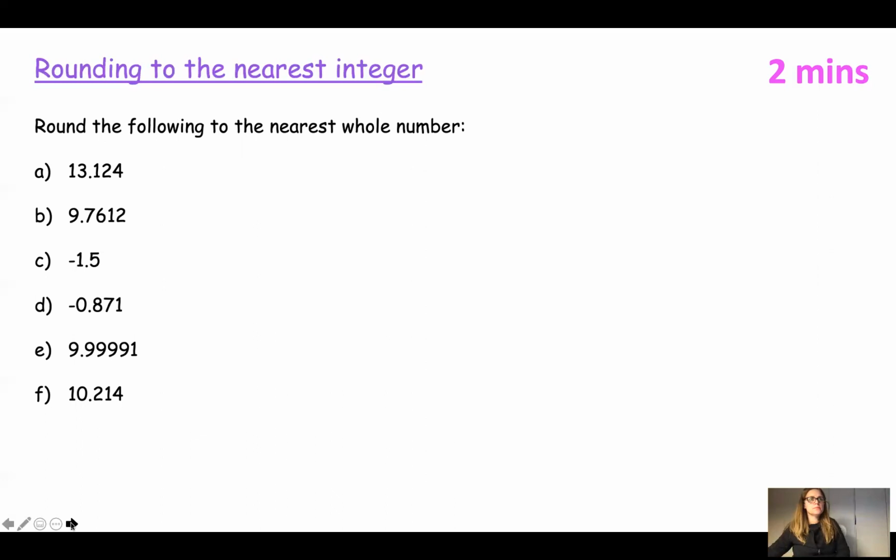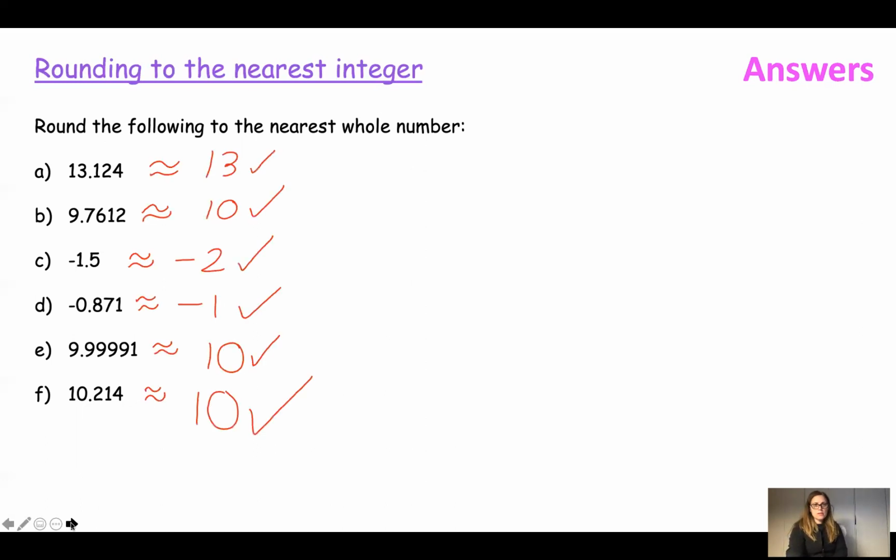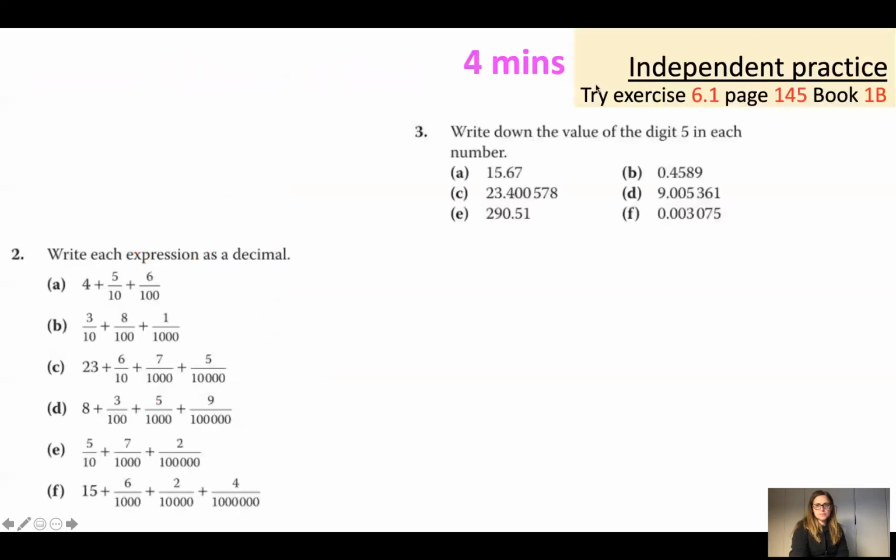Okay, time's up. Okay, so 13, 10, negative 2, negative 1, 10, and 10. Now, just in case you've not seen these before, it's like a squiggly equal sign, and it means approximately equal to. Okay, 4 minutes. Time starts now.